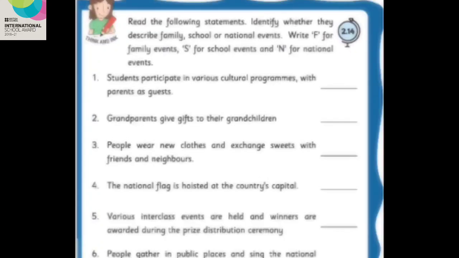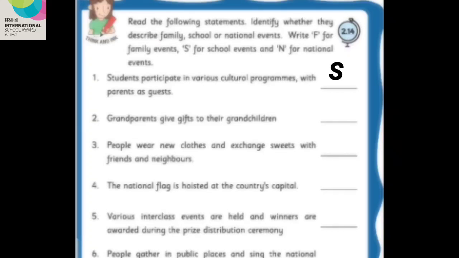Okay. First question, students participate in various cultural programs with parents as guests. പാരൻസ് ഗസ്റ്റായിട്ട് പോവാണ് ഈ കൾച്ചറൽ പ്രോഗ്രാമിന്. അവിടെ ആരാ പാർട്ടിസിപ്പേറ്റ് ചെയ്യുന്നത്? സ്റ്റുഡൻസ്. So what can you understand from this? This can be any program happening in the school. So this is a school event. You can mark it as S.